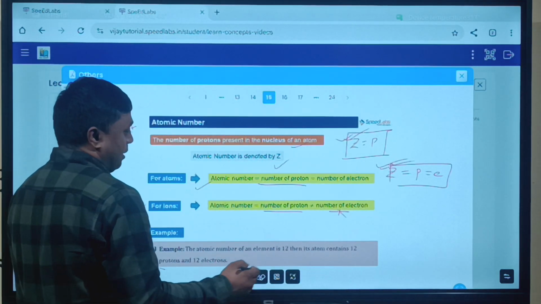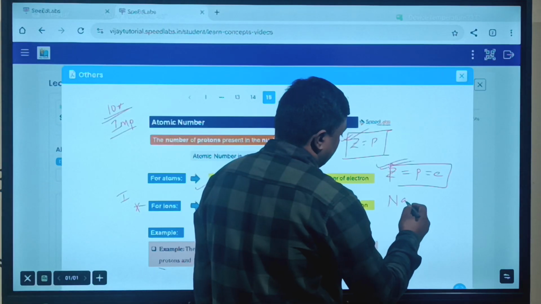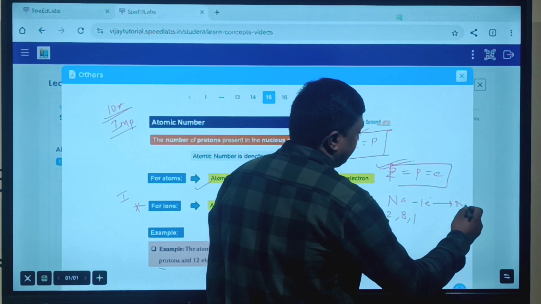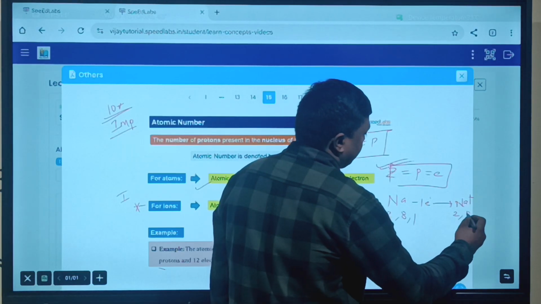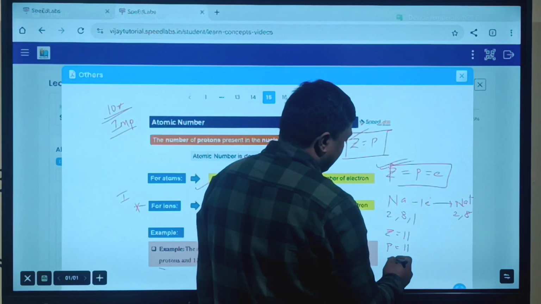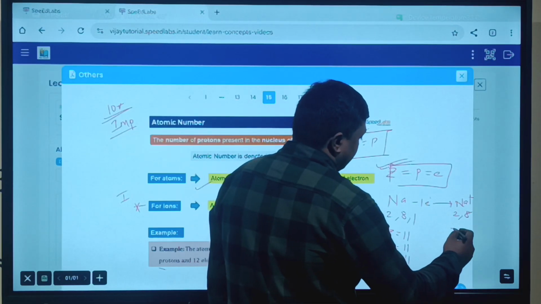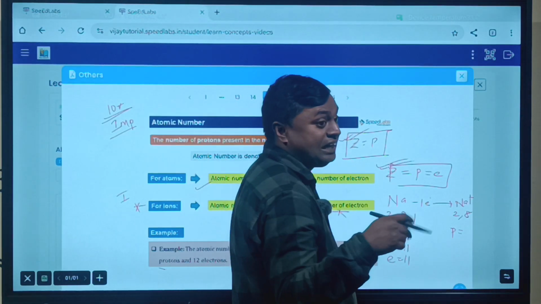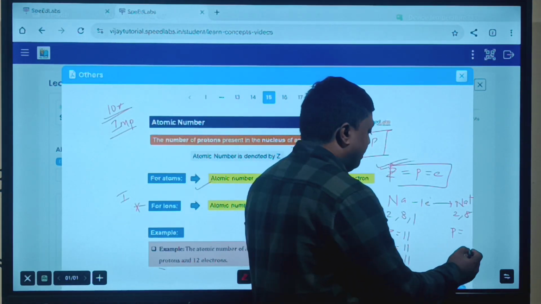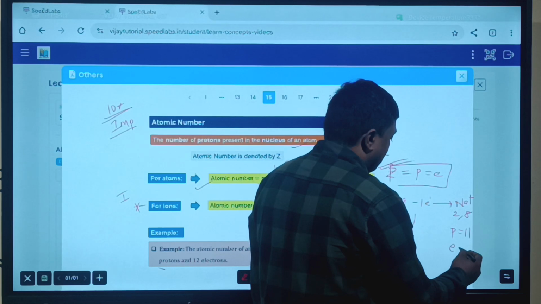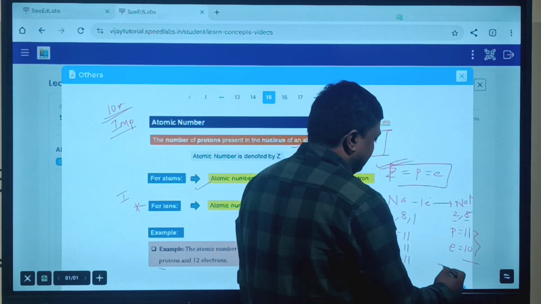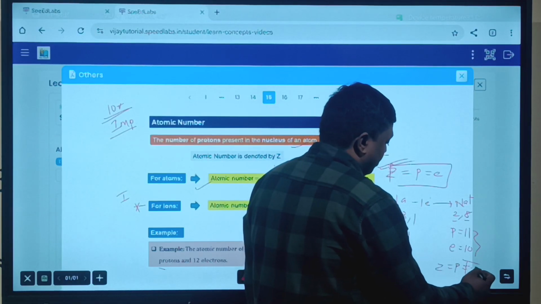For example, children, sodium is 2, 8, 1. When it loses one electron, it becomes Na plus ion, a cation, 2, 8. The atomic number is 11. In this case, the proton count is 11 and the electron count was also 11. But here, the number of protons is how much? Protons are present inside the nucleus of an atom. Generally, protons are not lost or gained, so the proton number remains the same. Whereas the electrons are how many? 2 plus 8, 10 electrons. So here we cannot write Z equals P equals E.